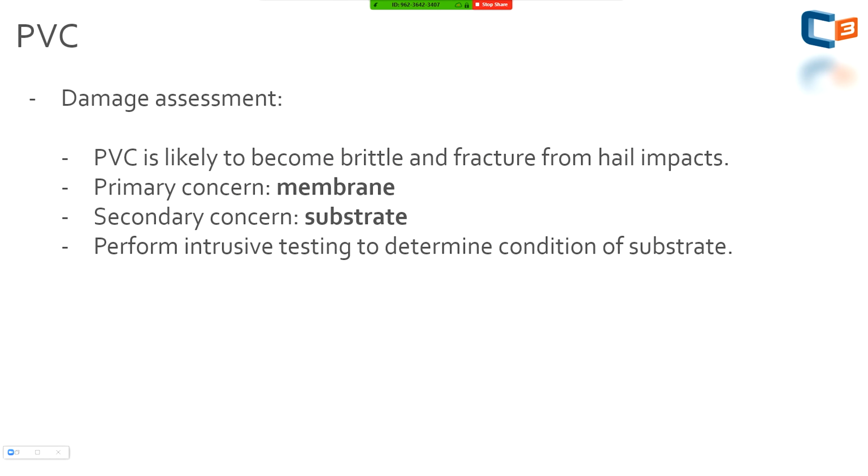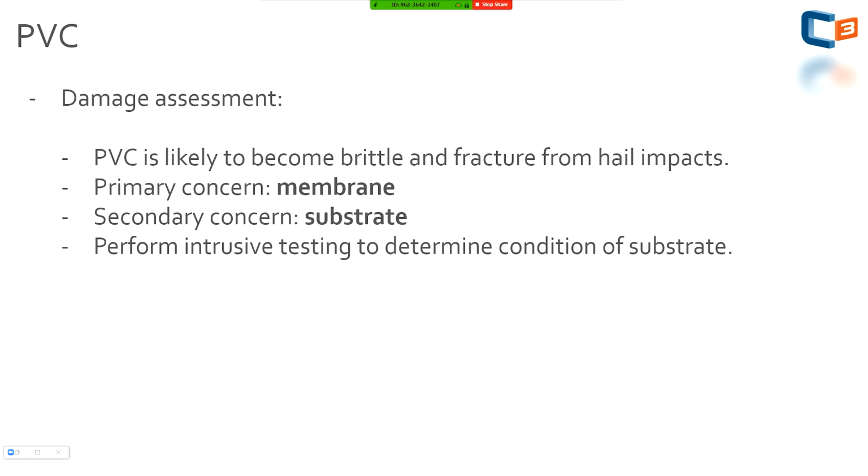Let's skip there a little bit. So PVC damage assessment. PVC is likely to become brittle and fracture from hail impacts. A lot of considerations here. If you have a brand new PVC membrane, those plasticizers that are added are still intact. So you might not have fracturing, in which case you would go to the substrate and you'd be like, all right, this is not a brittle material yet. It's brand new. I'm going to go look at the substrate.